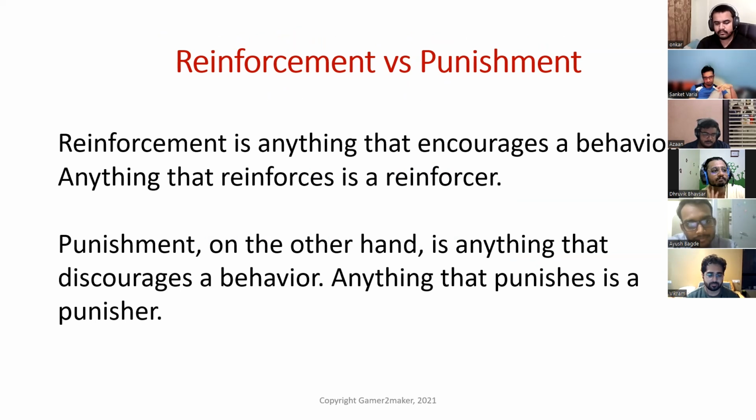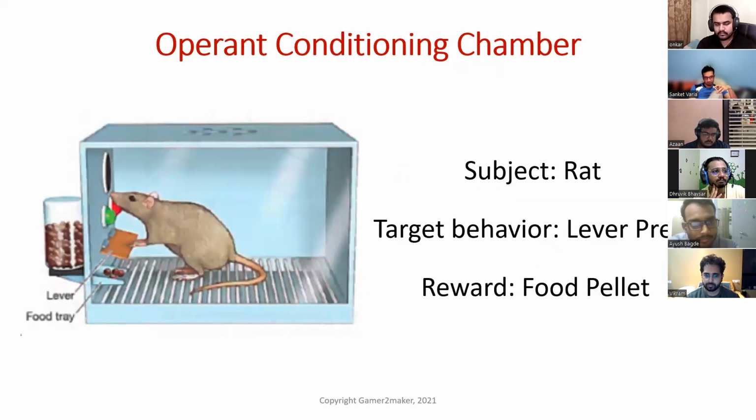Reinforcement is anything that encourages the behavior. Anything that reinforces is a reinforcer. Punishment is anything that discourages the behavior. Anything that punishes is a punisher. Okay. So in this operant conditioning chamber, the subject is a rat. What is the target behavior? Lever pressing. This is what we want the player to do. We want him to press the lever. And what is the reward? We are giving a food pellet.